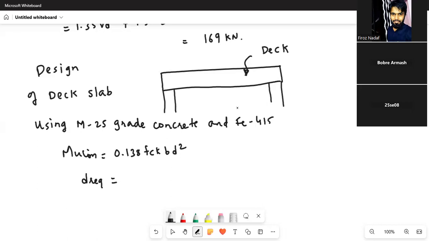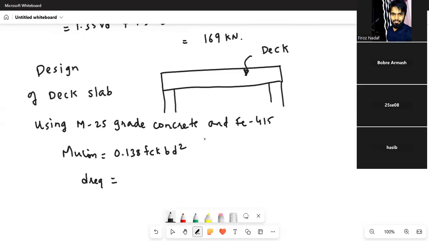Already you have provided the depth. You have provided the overall depth. You have provided the effective depth. Now you need to check whether whatever depth is provided, is it safe or not? Is it safe against the strength or not? So we will check the depth required. The formula will be modified as d required equals the square root of Mu divided by 0.138 fck b. Okay. So Mu,lim can be taken as Mu.